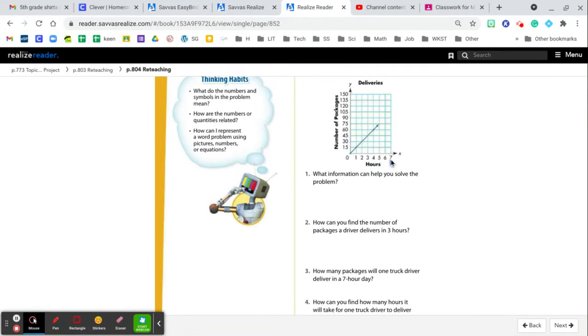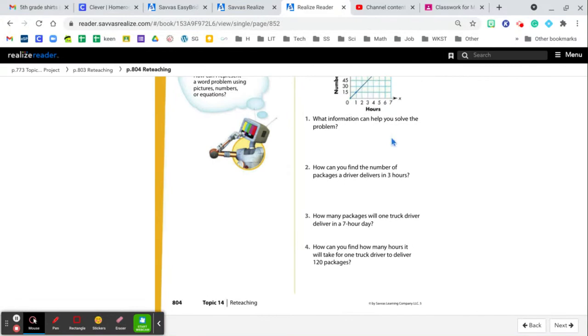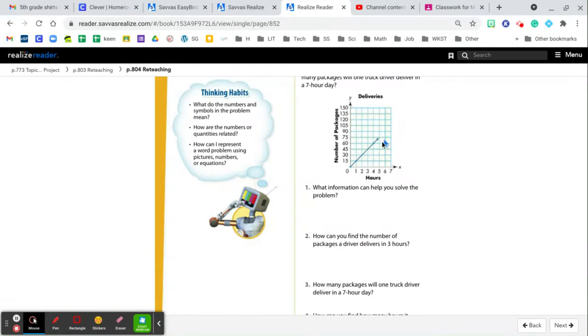How many would be in a 7-hour day? We just continued that line and we figured it was 105. And the last question, how can you find how many hours it will take for one truck driver to deliver 120 packages? You look at 120 and you can see where it would fall on the line.